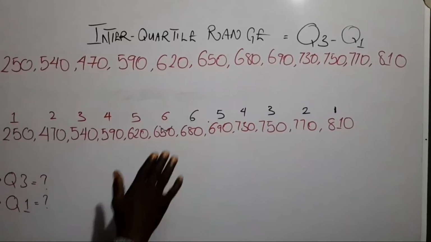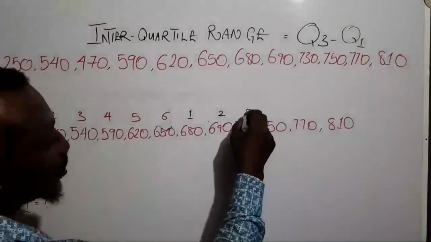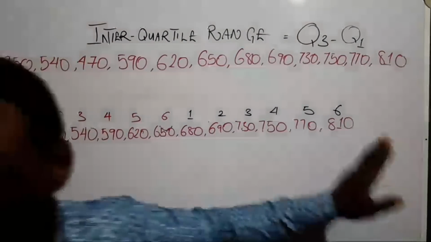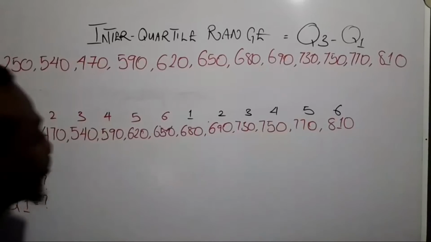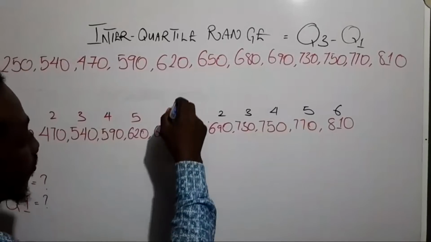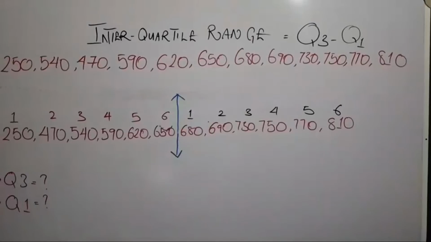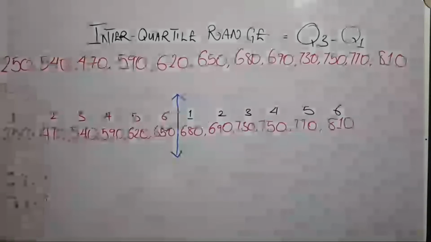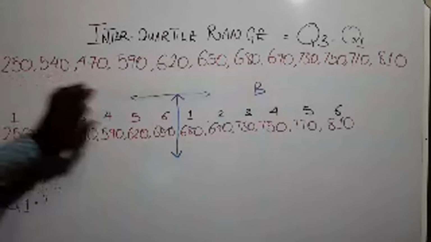So from here, I can do the rearrangement. Let me just rearrange. So that means I have 1, 2, 3, 4, 5, 6. But either way, if you're okay with the first approach, we are good. So now from here, we can detect the center. So let's divide the center. This is the center. Now, let's name this batch A, and we have batch B.